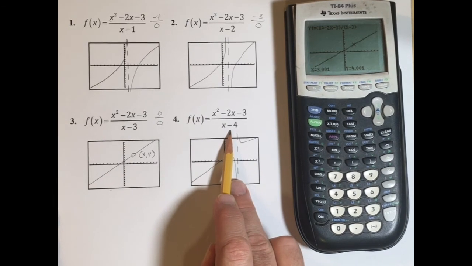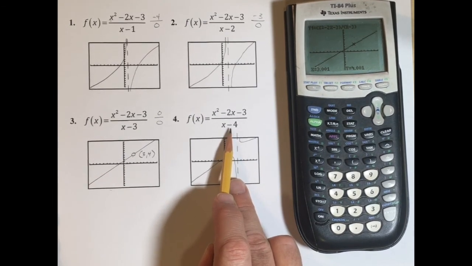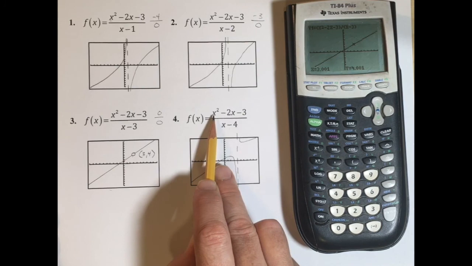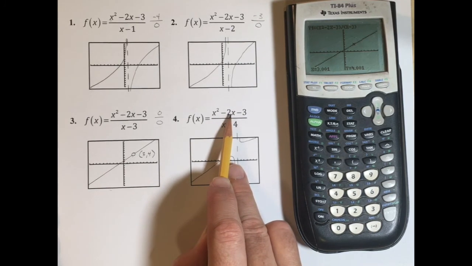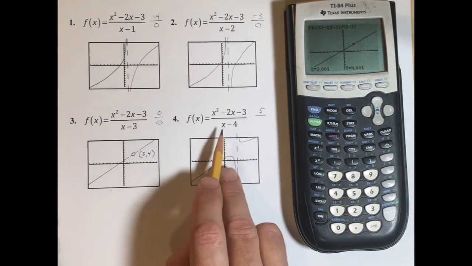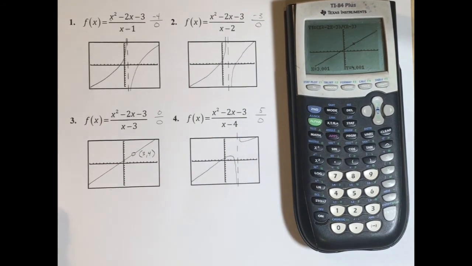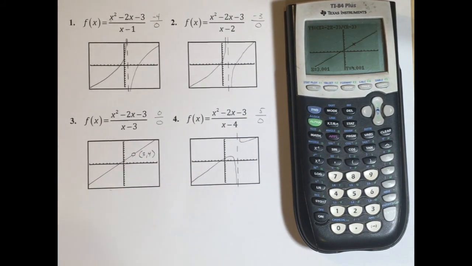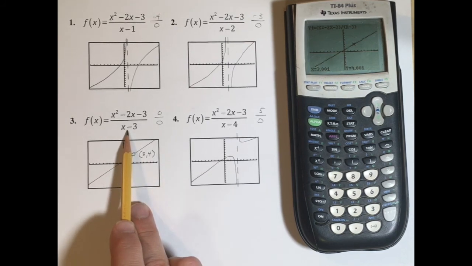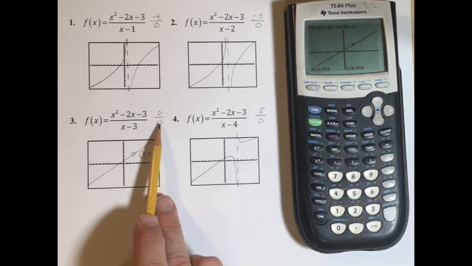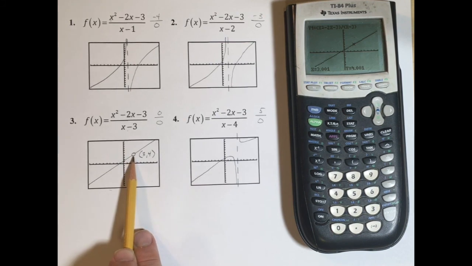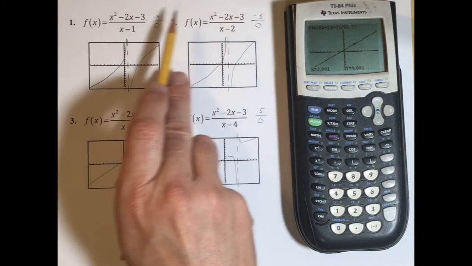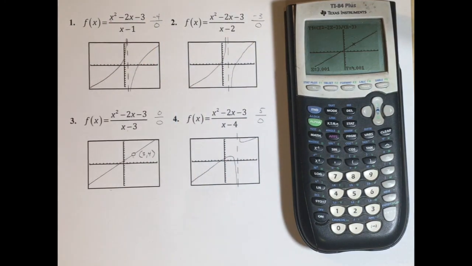This function's undefined at 4. Watch what happens when I plug in 4. 4 squared is 16. 16 minus 8 is 8. 8 minus 3 is 5. And 4 minus 4 is 0. Notice that this is the only function where I got 0 over 0. I knew it was undefined at 3, and when I plugged in 3, my result was 0 over 0. That indicates that the function has a hole at x equals 3. Any other number over 0 will indicate that the function has an asymptote there.